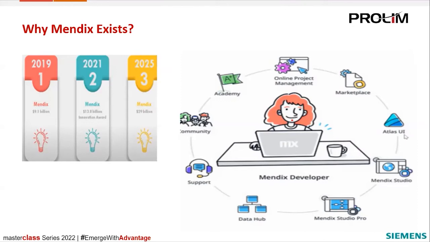And before going deep inside Mendix, let me share a few details regarding Mendix history. In 2019, Mendix reached a revenue of 9.1 billion. But when you come to 2021, which is 2 years of difference, Mendix has reached its record of 13.8 billion. That is almost nearly 14 billion.